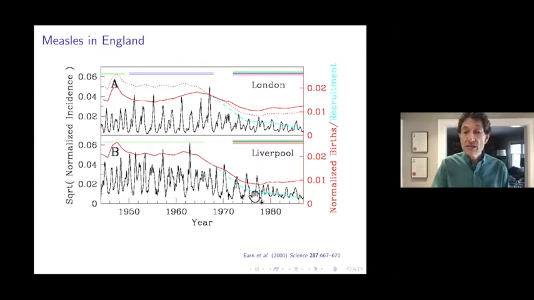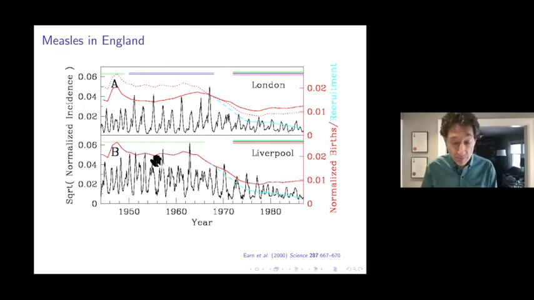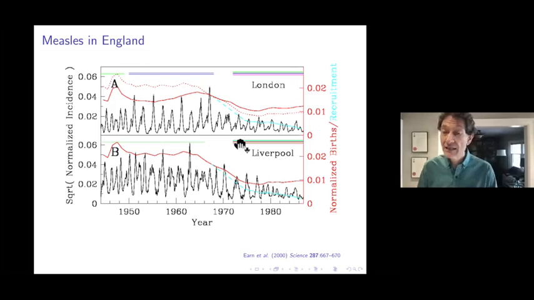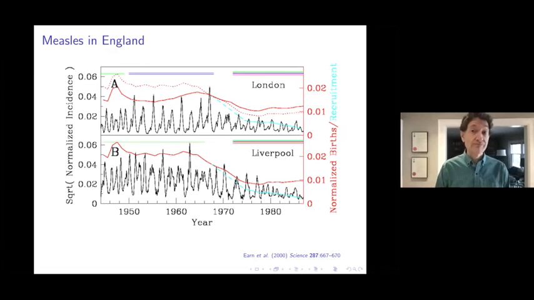Similarly, in Liverpool, another British city, the dotted line here is actually Liverpool's birth rate, which was higher than London's. And throughout this earlier period, Liverpool was in the region where there was both an annual and biennial cycle, and we happened to see exactly an annual cycle that whole time.